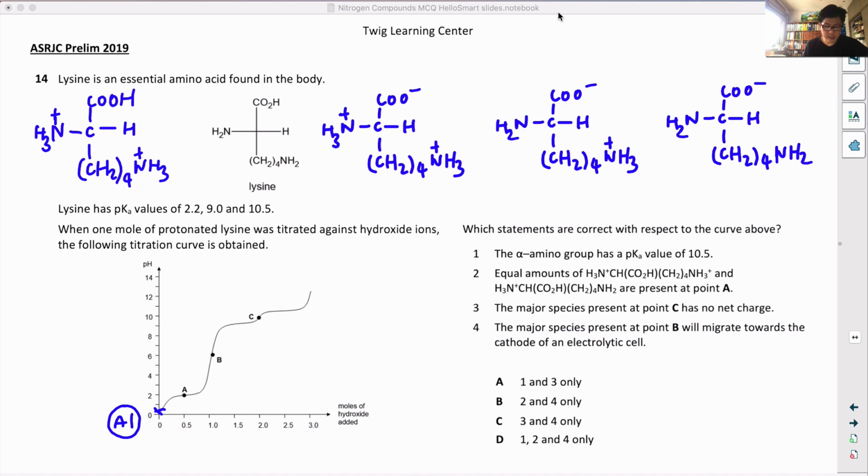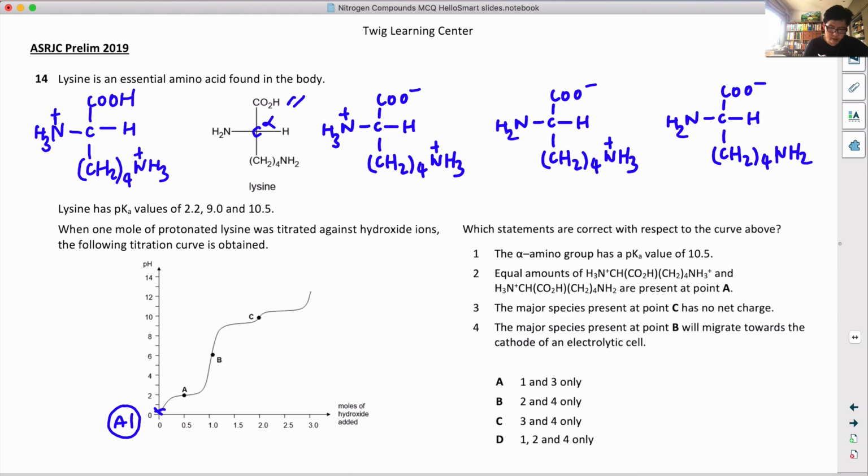Alright, so this is another lysine question. Let's run through. This lysine amino acid, I'm going to say a few things first. This is a carboxylic acid, and this is a carbon. We call this the alpha carbon, the carbon next to the main functional group, which is the acid. Yes, it's called the alpha carbon.